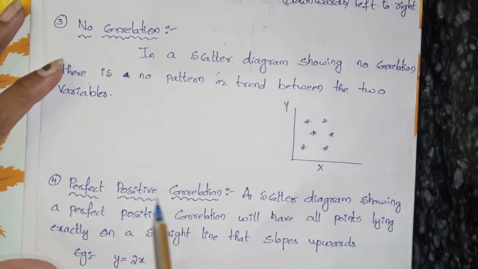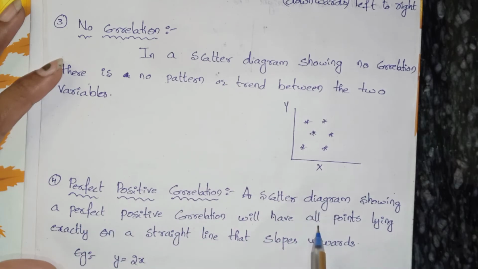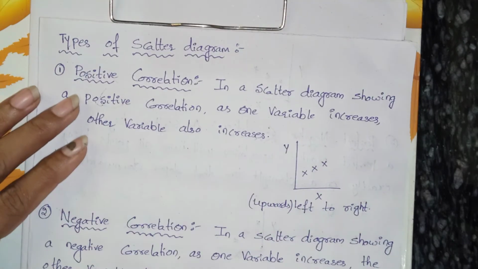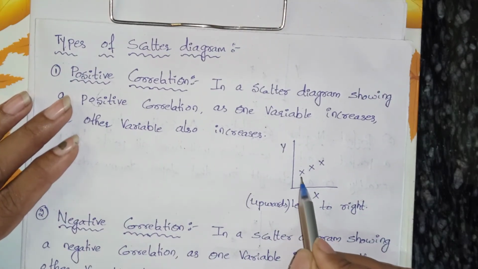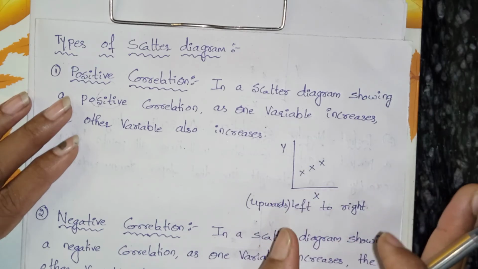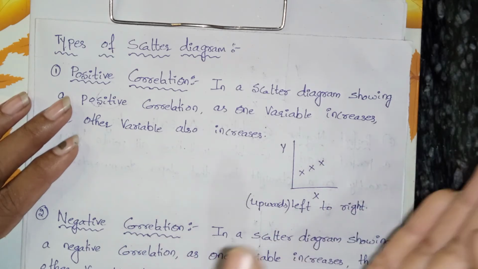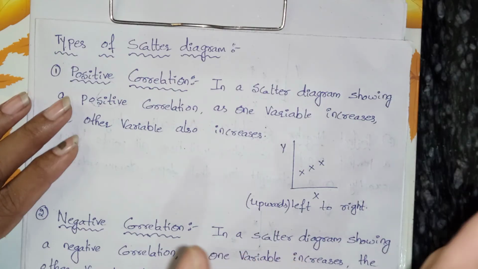Next, perfect positive correlation. A scatter diagram showing a perfect positive correlation will have all points lying exactly on a straight line that slopes upward. So that means exactly all the points should be in a straight line. If you observe the positive and perfectly positive here, in positive correlation the points go from left to right and upward, that means in an increasing manner. No need of having the straight line.